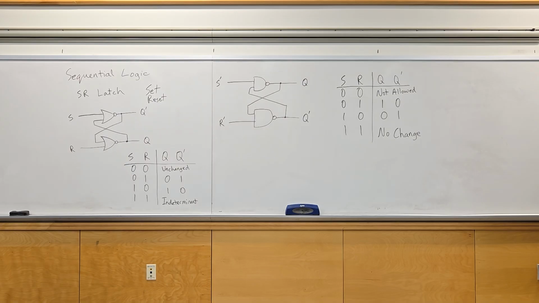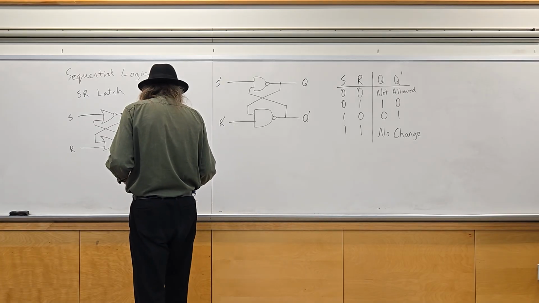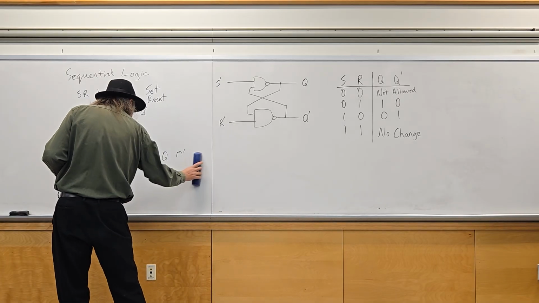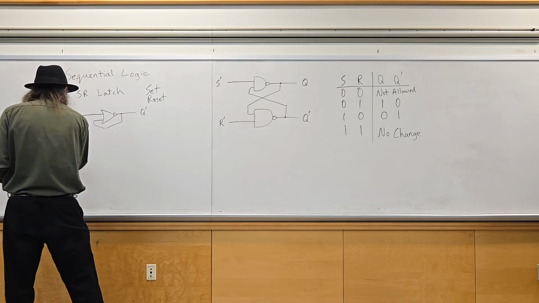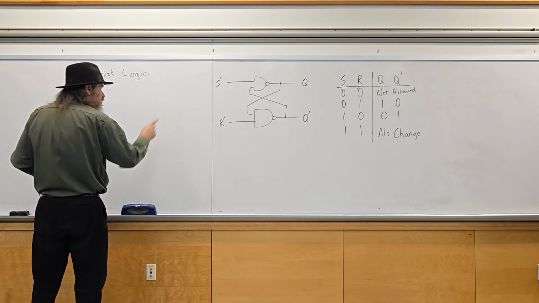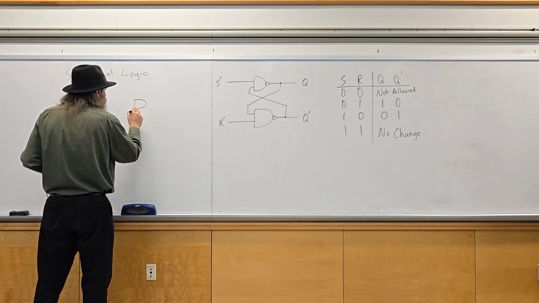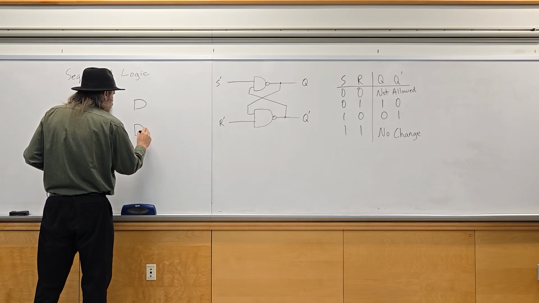Continuing with the SR latch, one way to keep things from being indeterminate is to add an enable pin to the input. And this is typically done with the NAND version. So you have the NAND.